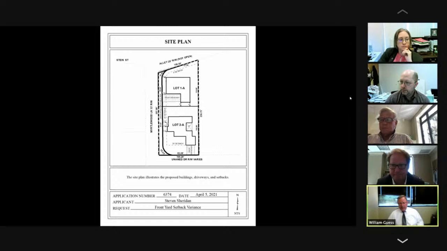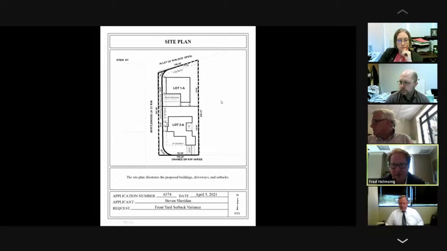Do you remember how close the previous structure was to the street? I was afraid you were going to ask me that. I do not personally remember that. It's funny how you can drive past something hundreds of thousands of times and not recall it precisely, but I don't.